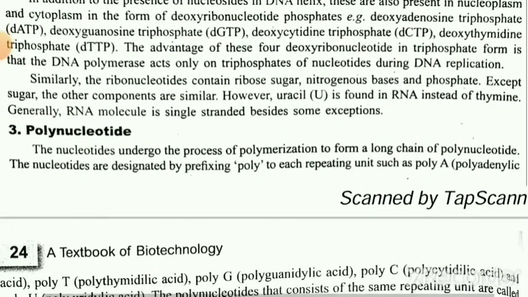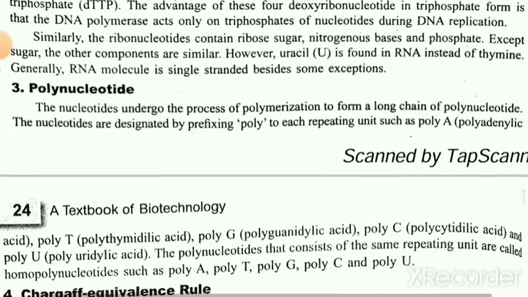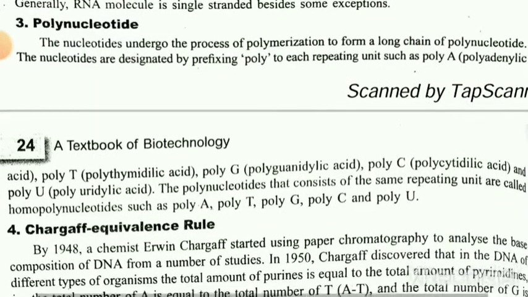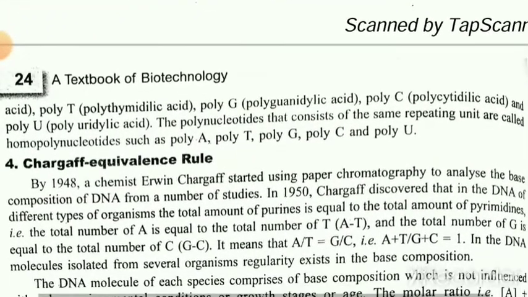3. Polynucleotide. The nucleotides undergo the process of polymerization to form a long chain of polynucleotide. The polynucleotides are designated by prefixing poly to each repeating unit, such as poly A, polyadenylic acid; poly T, polythymidylic acid; poly G, polyguanylic acid; poly C, polycytidylic acid; and poly U, polyuridylic acid. The polynucleotides that consist of the same repeating unit are called homopolynucleotides, such as poly A, poly T, poly G, poly C and poly U.